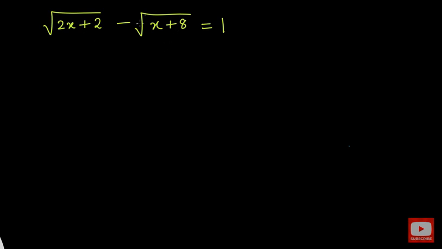Okay, let us start to simplify this equation first. So I would like to take this term, that is square root of x plus 8, to the other side. So it has a negative symbol. So when it goes to the right side, it will become positive. So we have square root of 2x plus 2 equal to 1 plus this thing, that is square root of x plus 8.